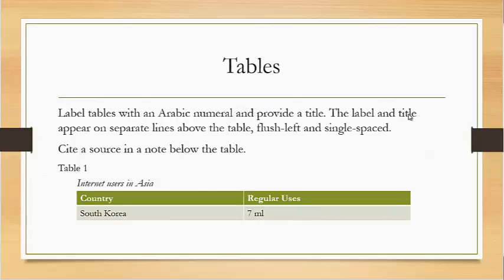Moving on from headings to tables. You'll want to label your tables in Arabic numeral and provide a title. The label and title appear on separate lines above the table, flush left and single spaced. So for example, your first table will be titled Table 1, and then you'll indent the next line, and it will be single space, not double, and your title, Internet Users in Asia, and that title will be italicized.